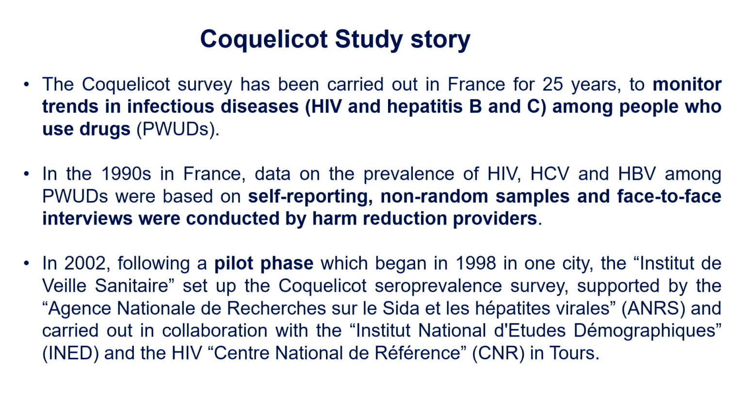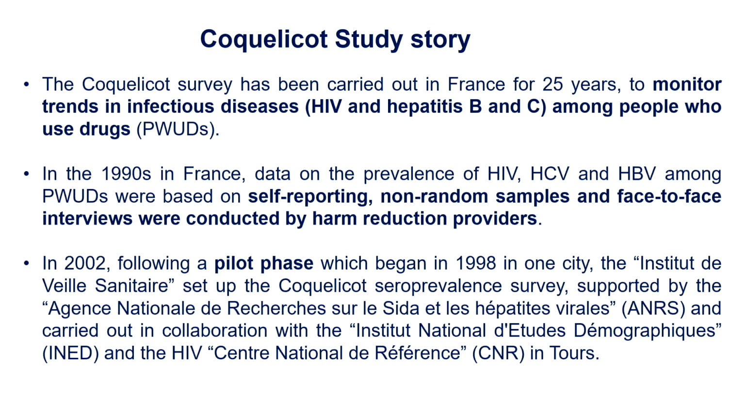The aim of this survey is to monitor trends in infectious disease, HIV and hepatitis B and C among people who use drugs. Before we implemented this survey in the 90s in France, data about the prevalence of HIV, HCV and HBV among people who use drugs were based on self-reporting and non-random samples, and face-to-face interviews were conducted by harm reduction providers and not by external, trained interviewers.